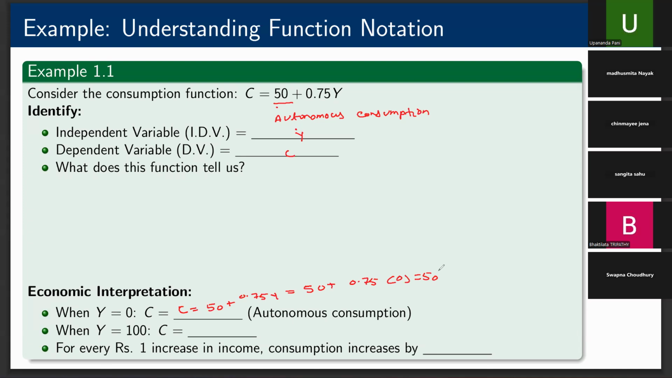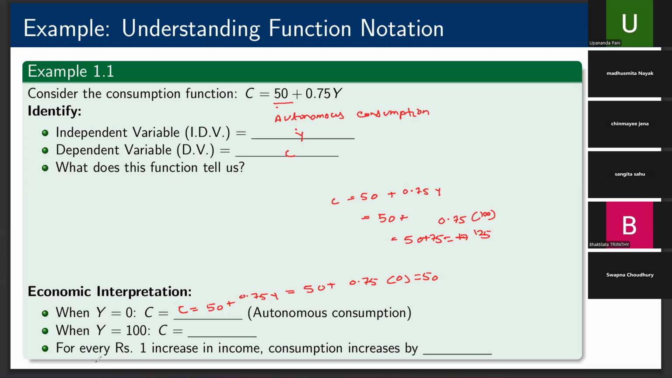Now, when y equal to 100, what is the value of C? Similarly, C is equal to 50 plus 0.75 into y, that is 50 plus 0.75 into 100. If we do it, we get 50 plus 75, that is equal to 125. Clear? Yes, ma'am.